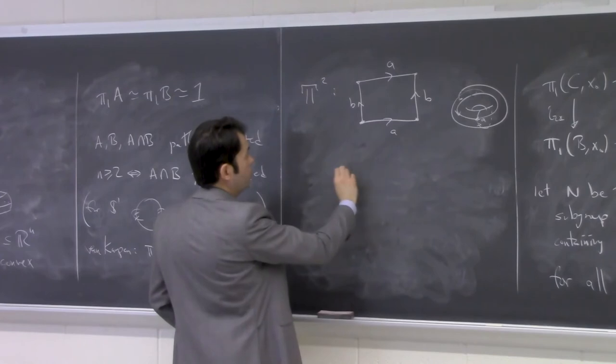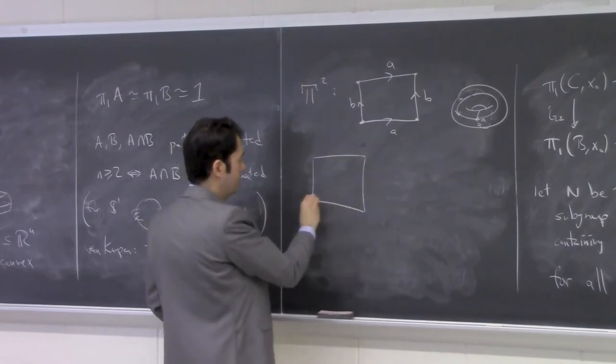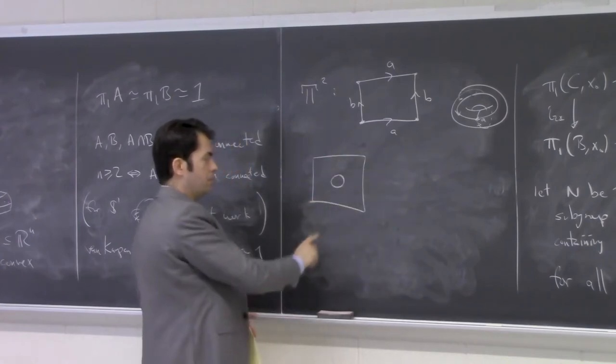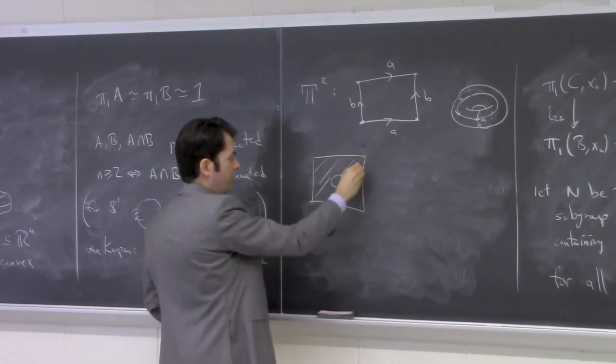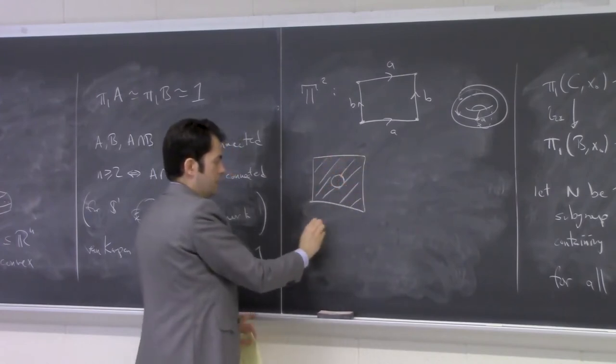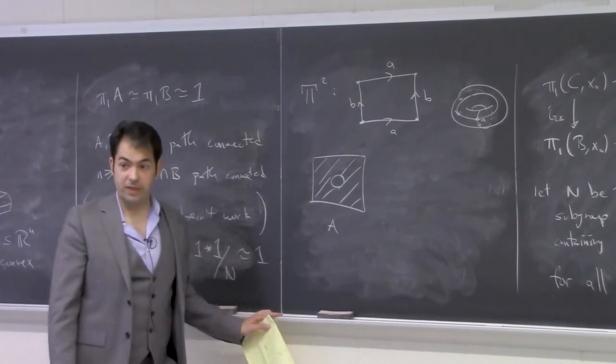So what we can do is, for A, pick some disk in the center and take everything outside of that. Right. So that's A.